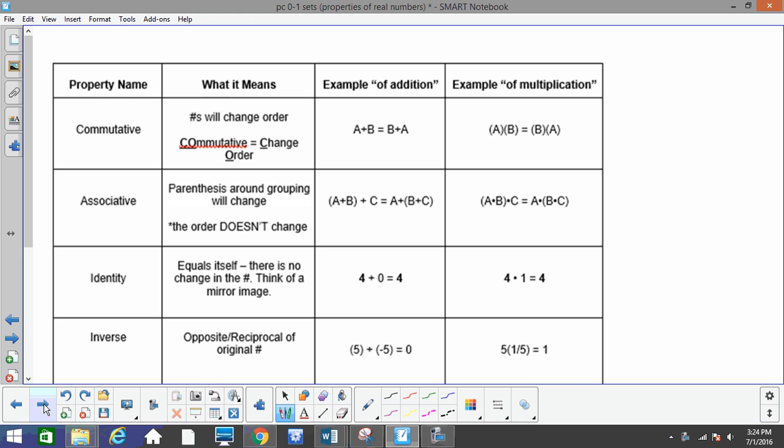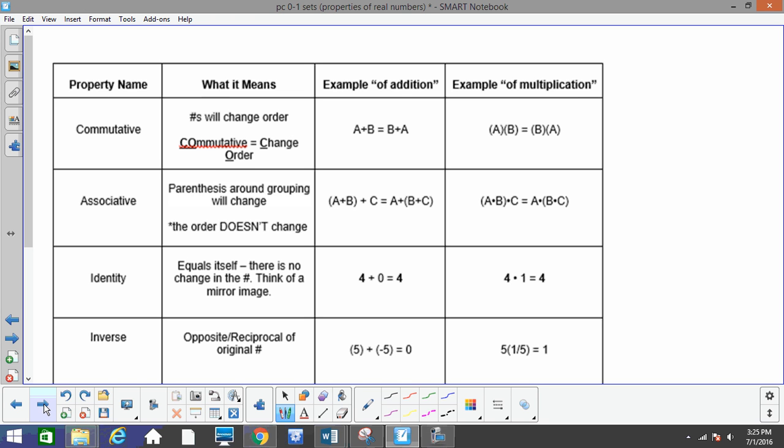The commutative property, it just doesn't matter the order. A plus B equals B plus A, that's the same as saying 1 plus 2 is 2 plus 1. Same thing with multiplication. This does not work for subtraction. Associative, it doesn't matter how you group them together. 1 plus 2 plus 3 would be the same as 1 plus the sum of 2 and 3.